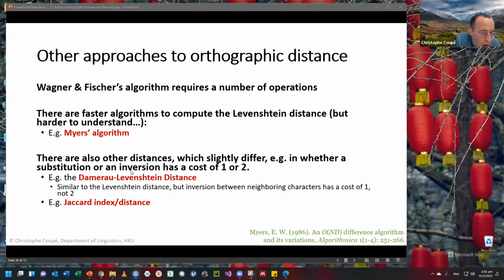Also, you have slightly different distances. For instance, some people will consider an inversion to have a cost of 1 rather than 2. Or maybe you would like the substitution to have a cost of 2 rather than 1. And then you have what we call, for instance, the Damerau-Levenshtein distance, which is slightly different. It's just that the inversion has a cost of 1. And then you have also the Jaccard index or the Jaccard distance, the same. So you can have small variations around what I've shown you, depending on your assumptions with respect to the words and the errors that are made. So that's what you could do.